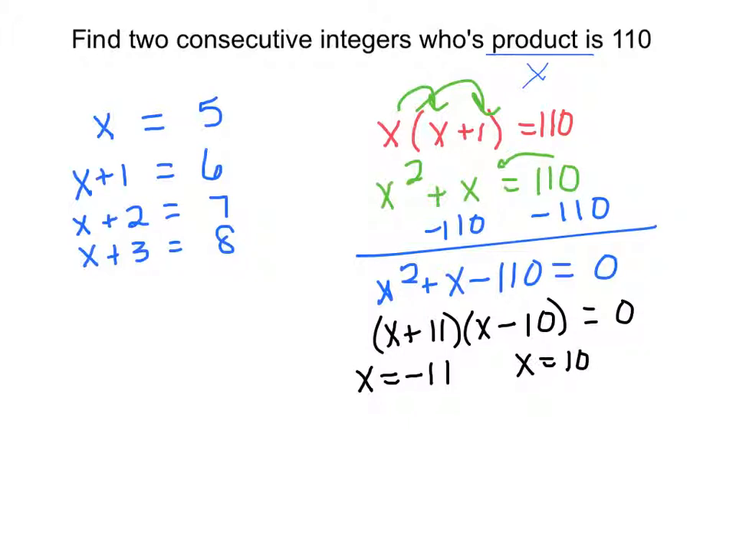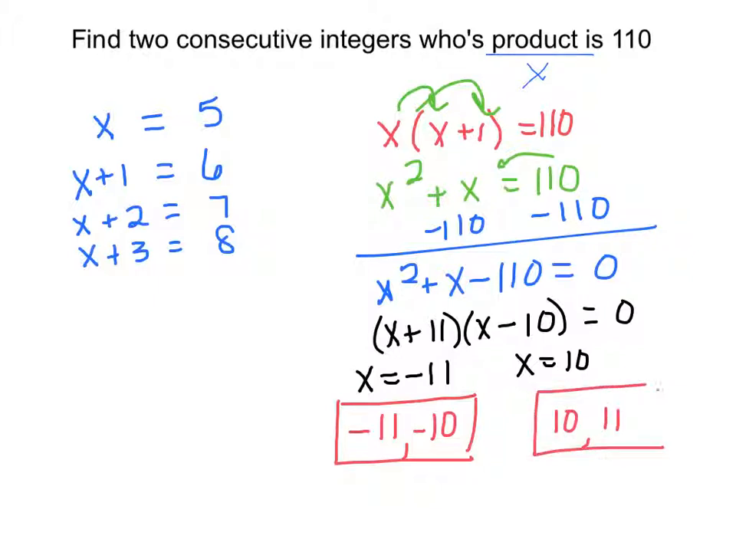Now, negative 11 and positive 10 are not consecutive integers. So, for consecutive integers, I have negative 11 and negative 10. Those are consecutive integers, and when I multiply them together, the product is a positive 110. I also have a positive 10 and a positive 11, and when I multiply those, I also have consecutive integers. So in this case, I have two solutions that are correct.